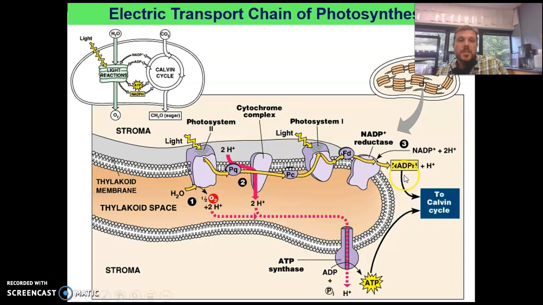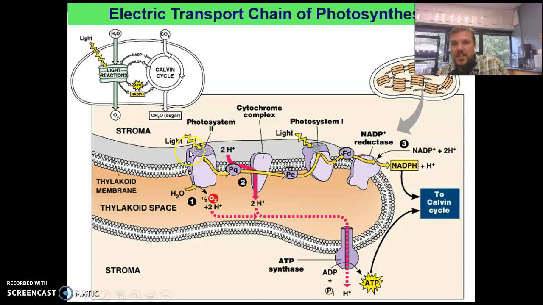Now, a little bit tougher to understand, and we're going to go into some more detail here around how NADPH is produced. So this is photosystem 1. Remember back a couple of slides ago, we had that primary electron acceptor. It kind of even looked like this.